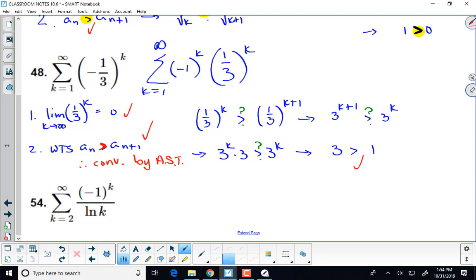Wait, would natural log be wrong, or does it just make it harder? It would make it harder because, well, no, it would still work. It would just be a few extra steps. It would still work. You could do it. Do we have to do more work?